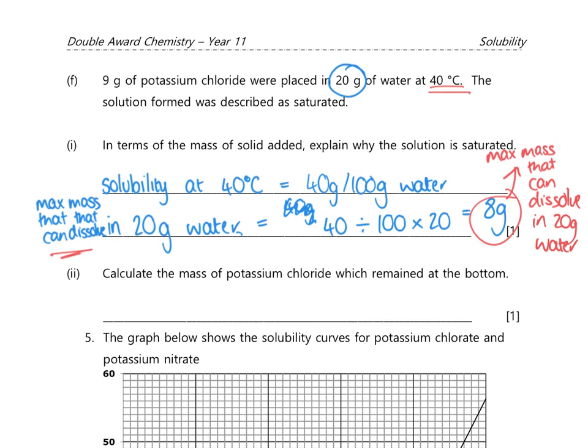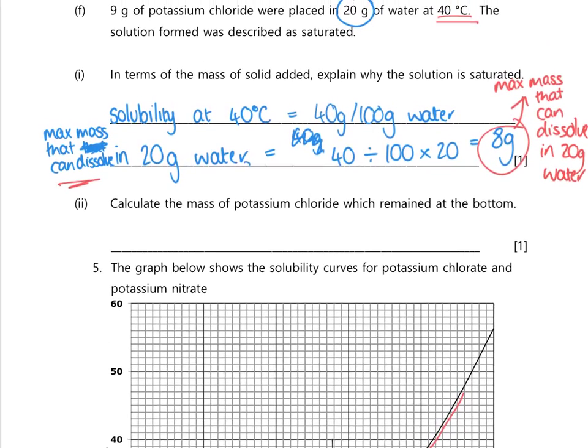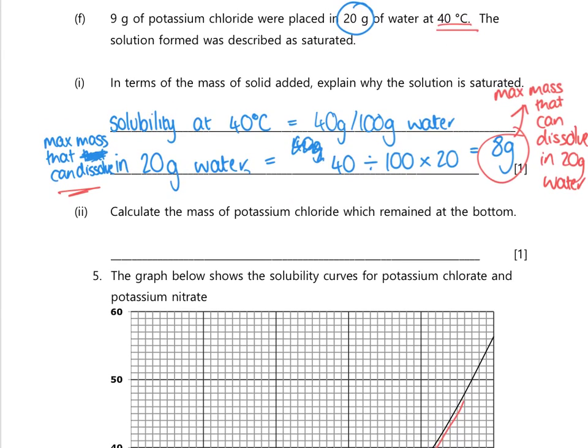So if the maximum mass I can dissolve in 20 grams of water is 8 grams and I have 9 grams, that explains why this solution is saturated, because I've added 9 grams and only 8 grams is the maximum that can dissolve in it. So if I'm asked to calculate the mass which remained at the bottom, I added 9 grams in, the maximum mass that can dissolve is 8 grams, so that leaves me with 1 gram at the bottom.